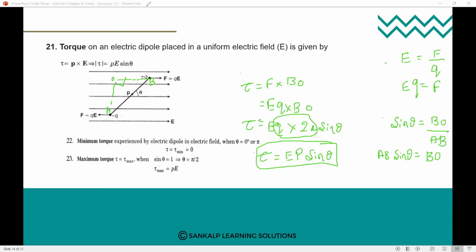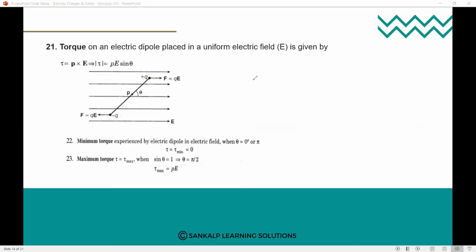Okay, so simple derivation it is. Students, look at this one-mark question: when the torque is maximum, when the torque is minimum. The expression is torque equal to PE sin theta. Torque is equal to PE sin theta.